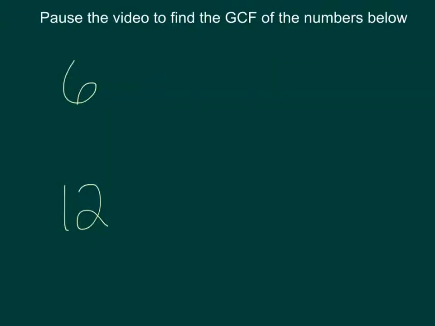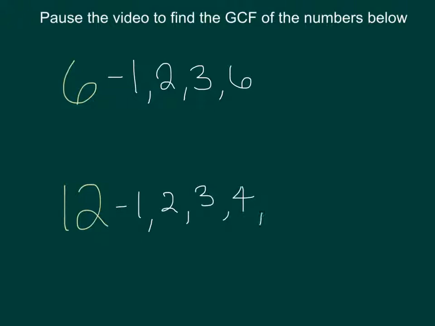Pause the video to find the greatest common factor of the numbers below. So for the number 6, I'm going to do both methods. I'm going to do the factors method first. So the factors of 6 are 1, 2, 3, and 6. And the factors of 12 are 1, 2, 3, 4, 6, and 12. So the greatest number that they have in common would be the 6.